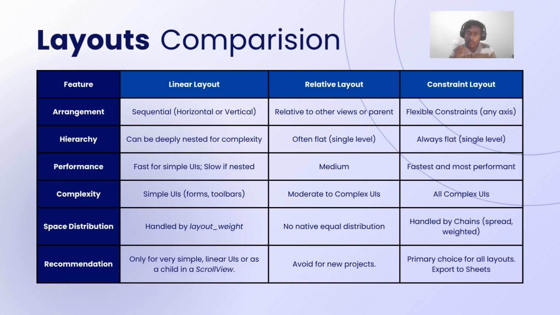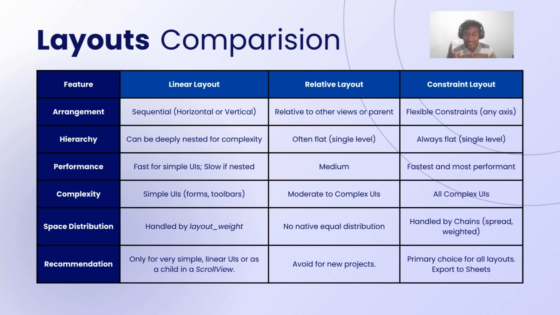Now let's quickly compare all the layouts with each other under various features. Arrangement. Linear is sequential, relative is based on sibling or parent, and constraint is flexible on any axis. Hierarchy. Linear can be deeply nested, while relative and constraint are typically flat, with constraint being always flat for complexity.